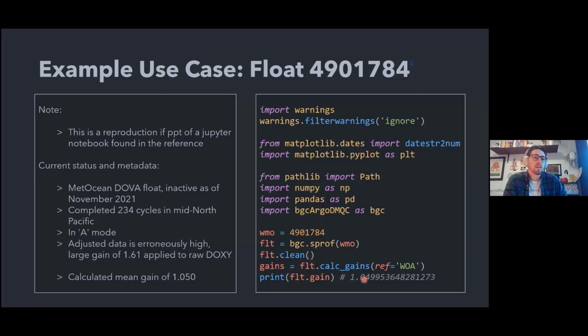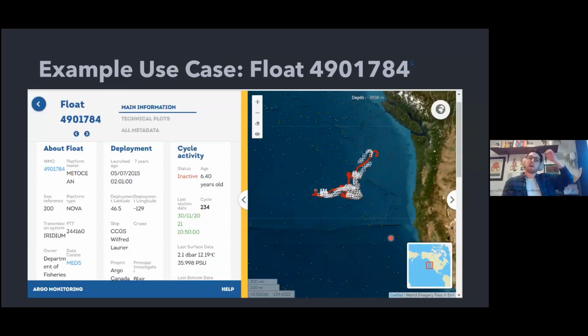And then I am calculating the gains and printing them out, and this is what I get. And so, yeah, I grabbed a screen cap from the fleet monitoring. This is where the float is, and so on.